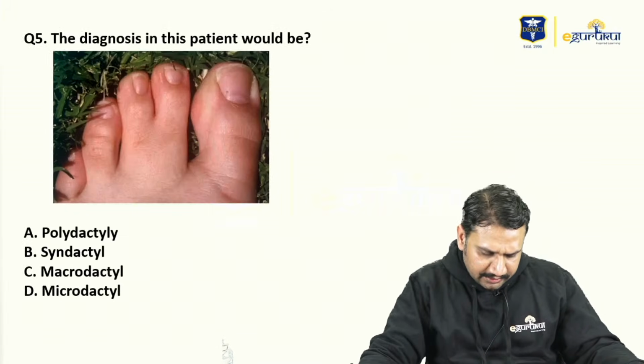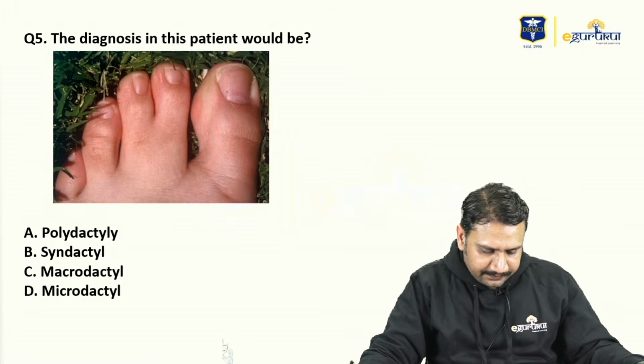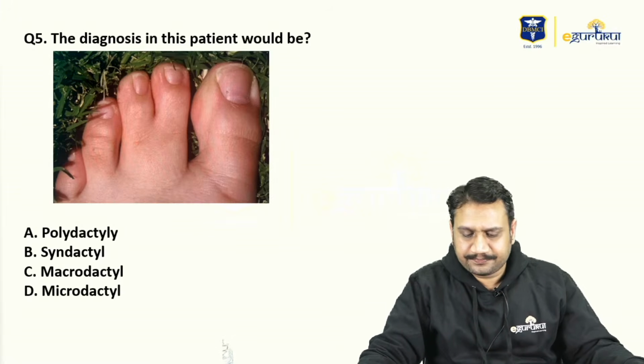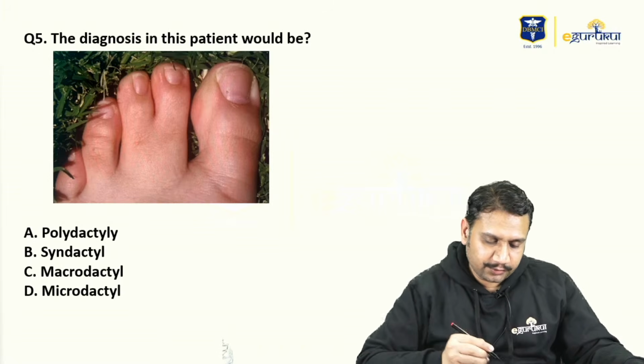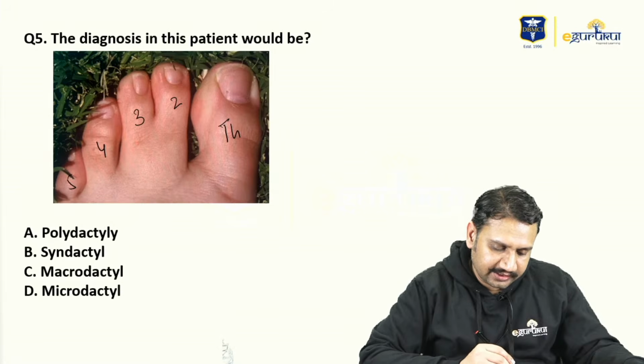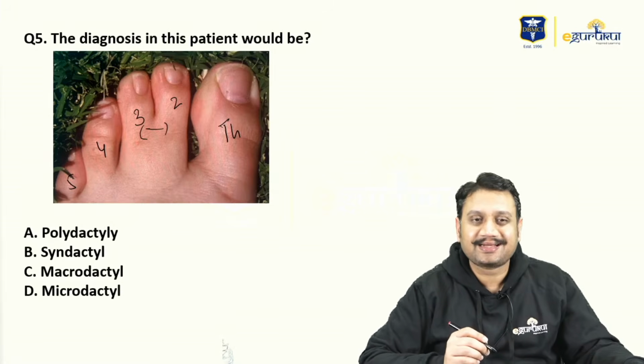Okay. Next one. So what would be the diagnosis in this patient? What do you suggest? What is the diagnosis in this patient? So we can see the thumb is over here, the second finger, the third finger, the fourth finger, the little finger. So the second and third fingers are connected to each other.